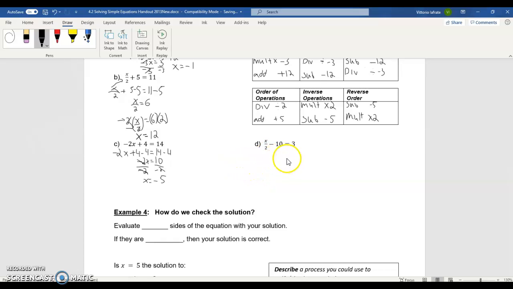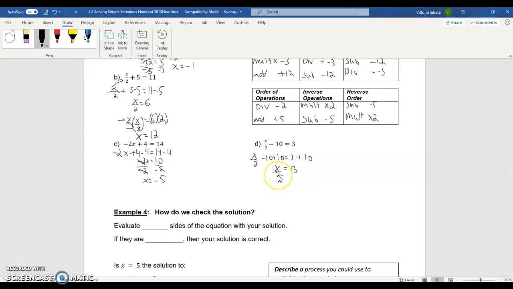And now I'll do example D. Same idea. X over 2 minus 10. The opposite of a subtraction of 10 is addition, so plus 10 is equal to 3 plus 10. Minus 10 plus 10 is 0, so I'm left with x over 2, meaning x divided by 2, is equal to 3 plus 10, which is 13.